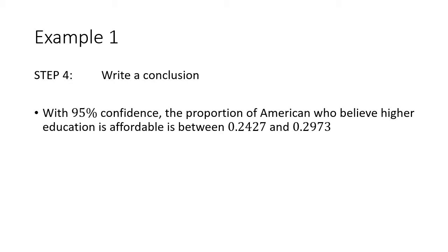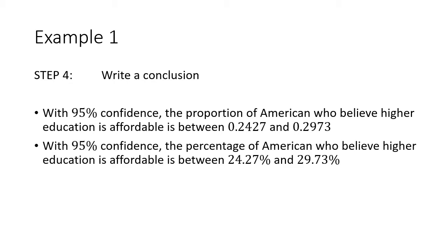Now, what you're going to see a lot of times if you read this on social media or in the news is that they're going to turn those proportions into percentages, because percentages just make more intuitive sense to us as people. So we would say with 95% confidence, and again we want to include that confidence level, that the percentage of Americans who believe higher education is affordable is somewhere between 24.27% and 29.73%. And again, that just gives us a better intuitive idea of where these numbers actually lie.